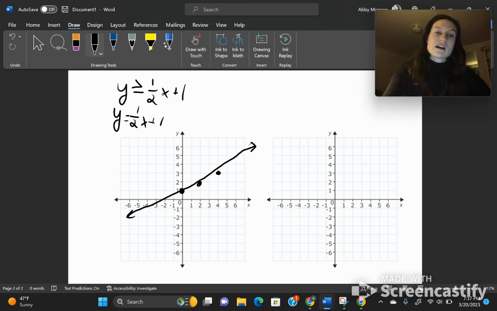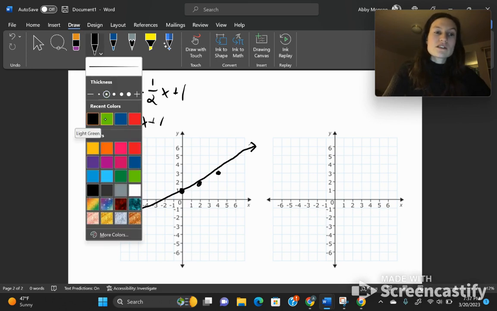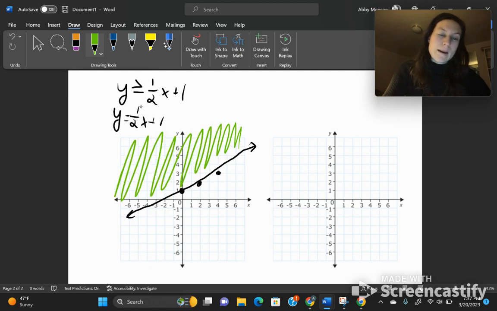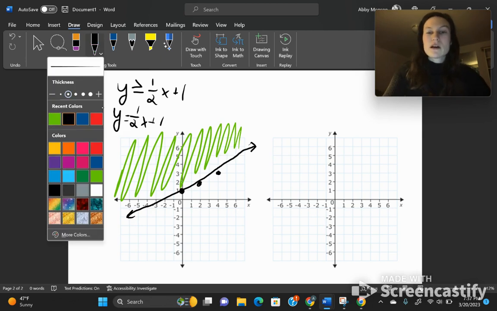So that is the line, 1/2 x plus 1, but it's greater than or equal to. So that means all the solutions that would make this true are going to be above this line, okay? Above the line.